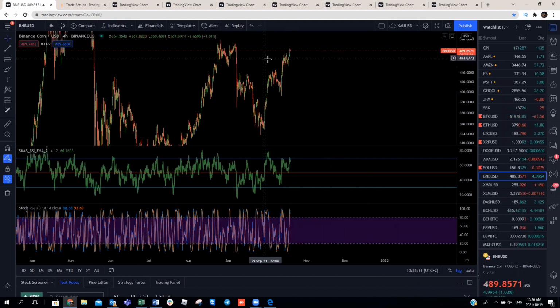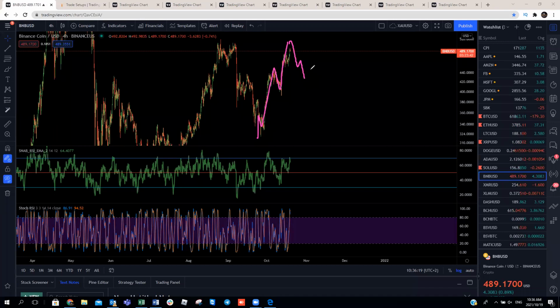Binance making a nice 5-wave structure here from here. This looks like a 1, 2, 3, 4. We're looking for an extended wave 5. Now in that case, we should see a deeper one before we push to the upside. So that's what we're going to be looking at on Binance.